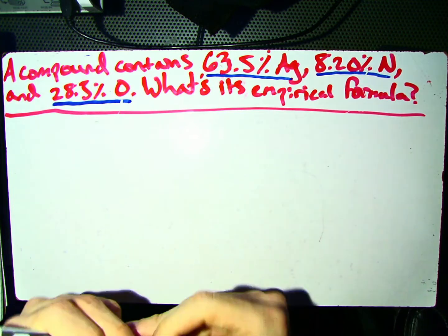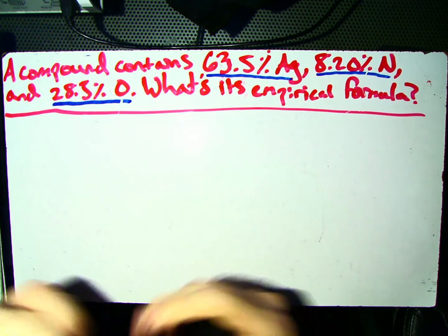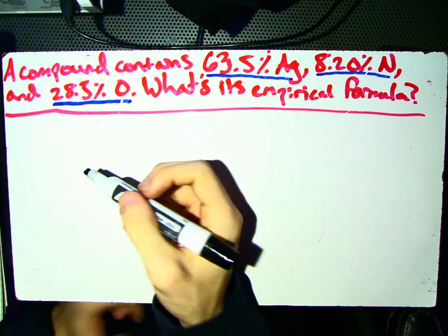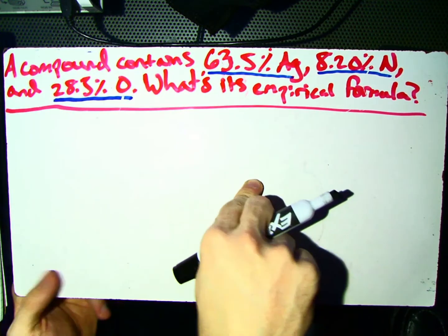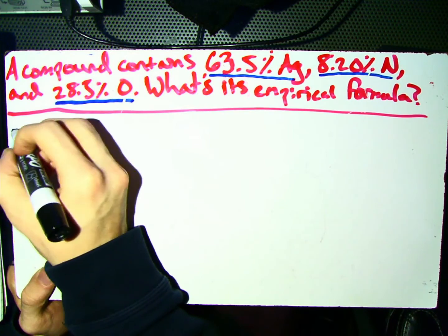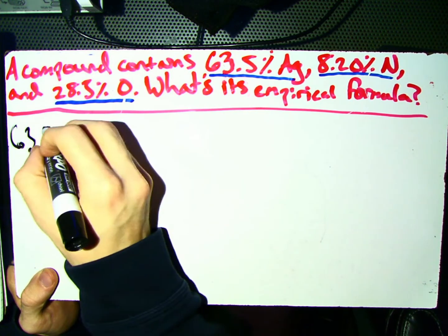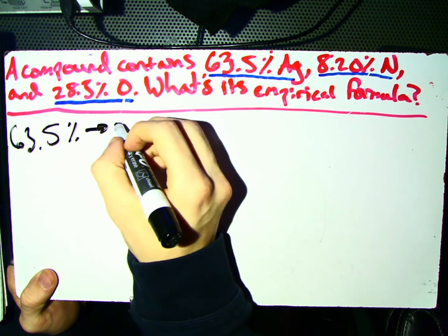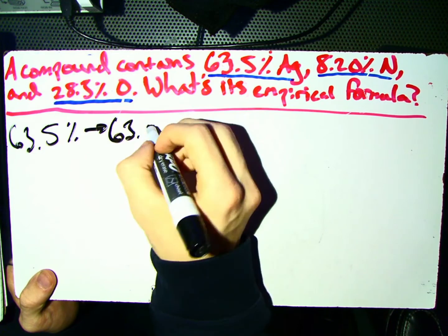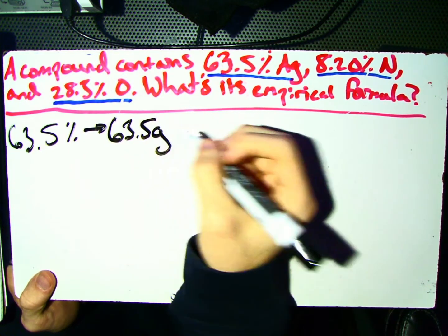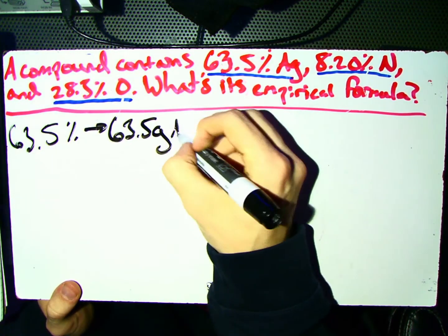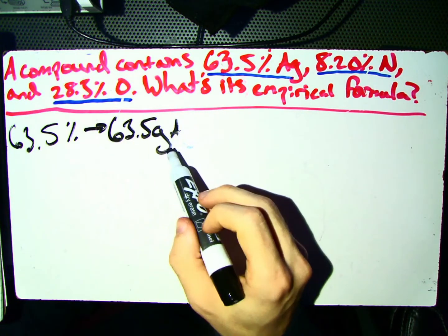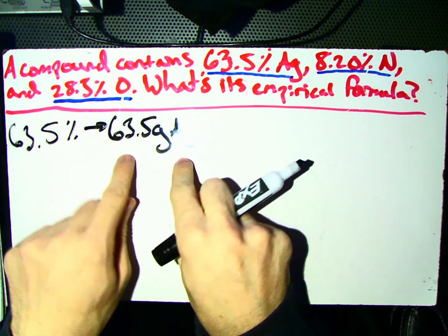Okay. Well, we need to start with our givens, which are our percents. Remember, we're just converting percents to mass in the first step. So let's just deal with silver first. 63.5% silver. And we're going to convert that to mass. So I'm literally just going to write an arrow, and I'm going to change that into grams of silver. So remember, it goes percent to mass, and then mass to mole. So we need to get this into moles now.